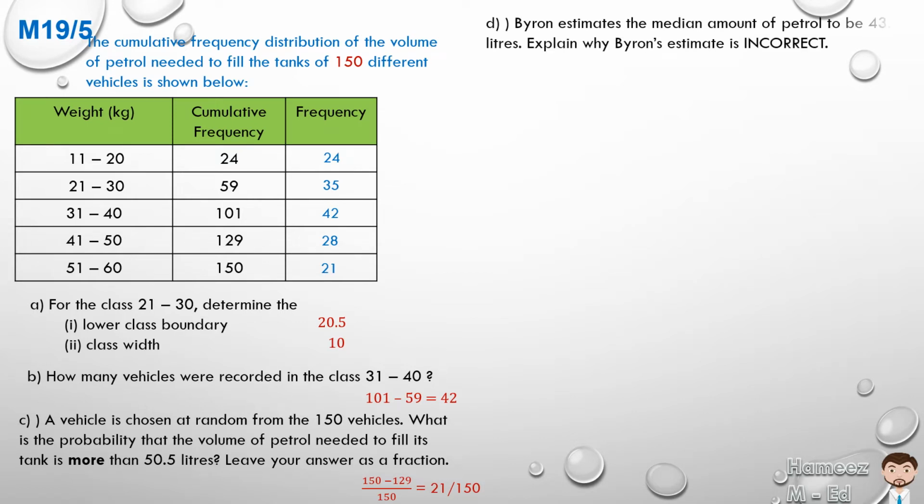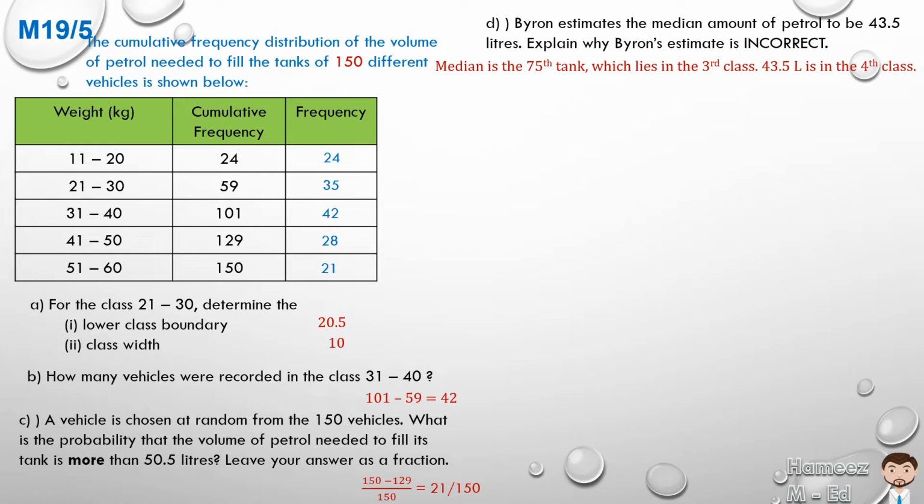In part D, Byron estimates the median amount of petrol, the median, which means middle, right? The median amount of petrol to be 43.5 liters. Explain why Byron's estimate is incorrect. Now we have 150 vehicles. The middle of that will be the 75th.